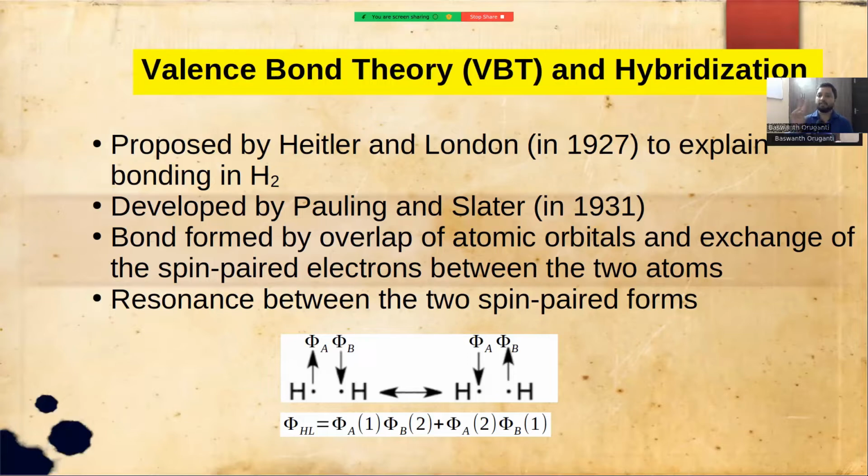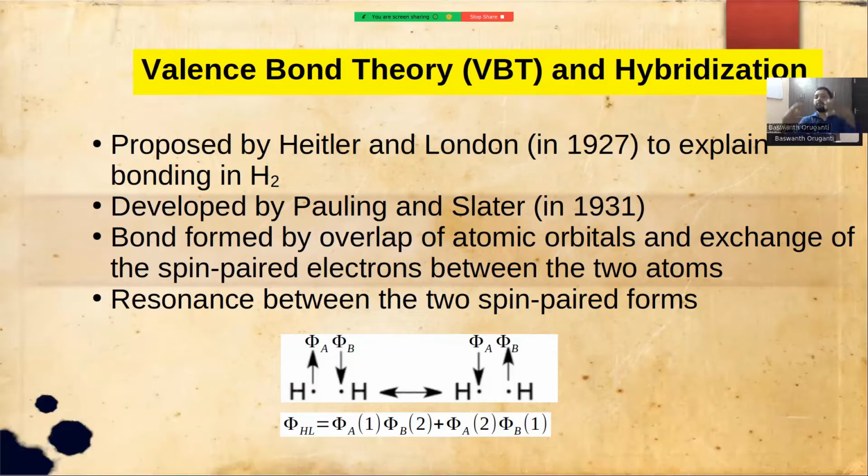There are two atomic orbitals, one phi A, the other phi B. Phi A is on the first hydrogen atom, phi B on the second hydrogen atom. Each has one electron. Phi A has an electron with spin up, that is clockwise spin, and phi B has an electron with spin down, that is anti-clockwise spin. When they overlap, there is an exchange of spins between the two atoms. So the phi A spin becomes anti-clockwise and the phi B spin becomes clockwise. This is responsible for bonding in the hydrogen molecule.